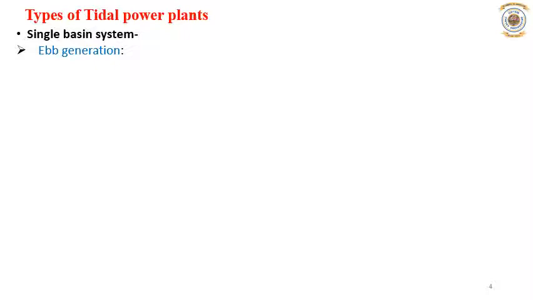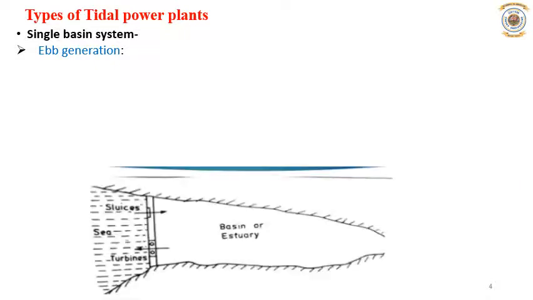Now, a single basin system means there is only one basin interacting with the sea. The two are separated by a dam, and the flow between the basin and the sea is through a sluice way, which is located along the dam. In that, we will see single ebb generation.